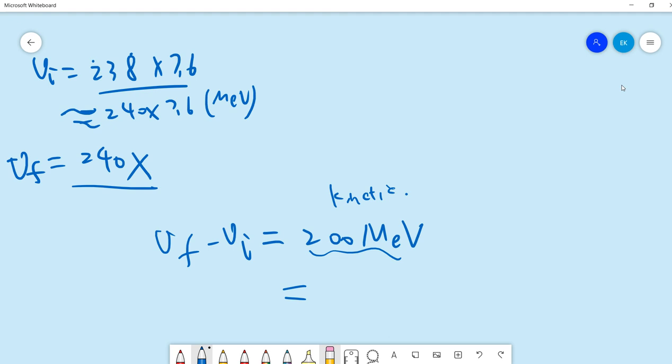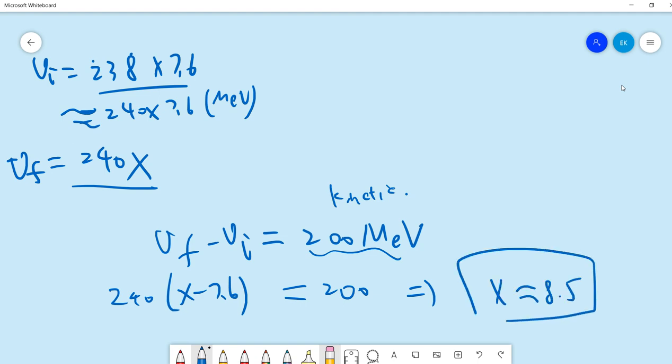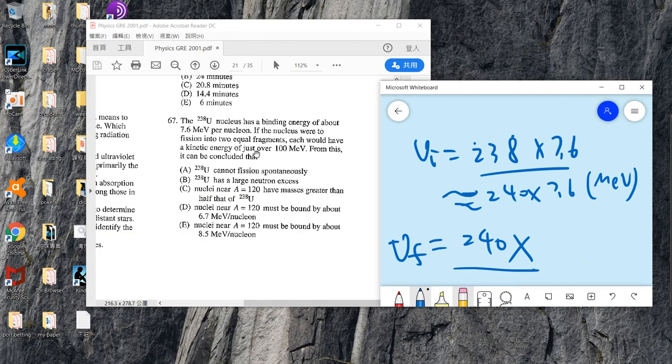Okay, so it tells us that we can solve: we have to get 240x minus 7.6 close to 200. So x is close to 8.5. So we can get the answer must be E. The neutrons near 120 must be bound at about 8.5 MeV per neutron. So the answer is E.